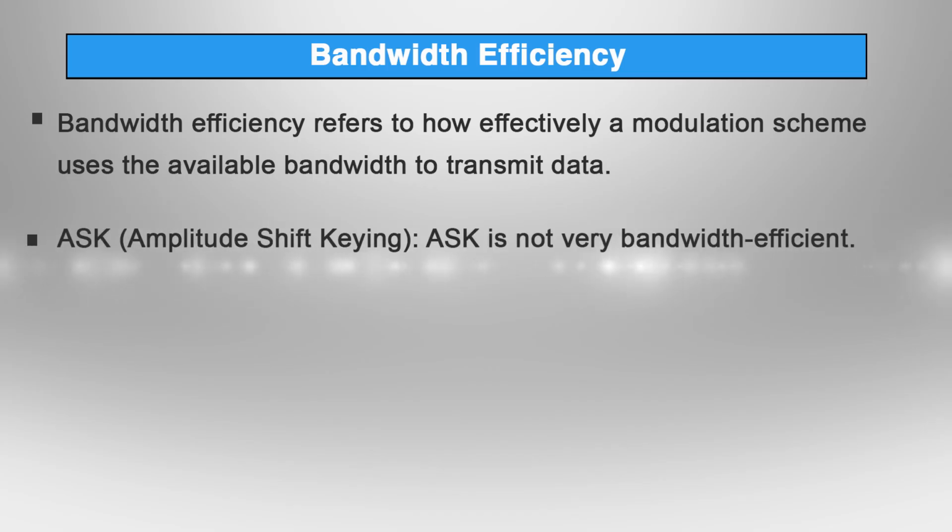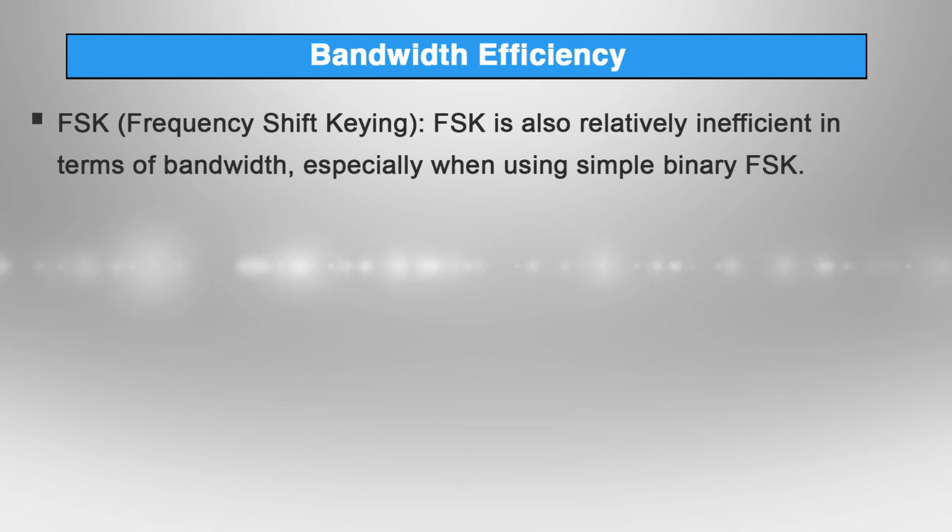Amplitude shift keying. Bandwidth efficiency in ASK generally requires a bandwidth of twice the symbol rate for binary ASK, making it less bandwidth efficient compared to more advanced techniques. For instance, in binary ASK, the bandwidth needed is approximately twice the bit rate. Application context. Due to its low bandwidth efficiency, ASK is more suitable for low speed communication applications where simplicity and cost are prioritized.